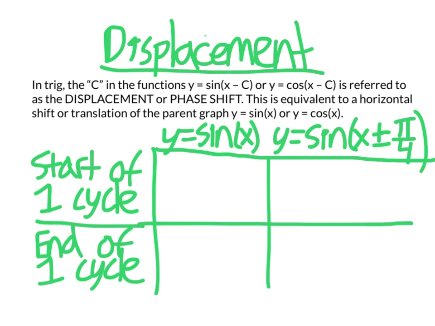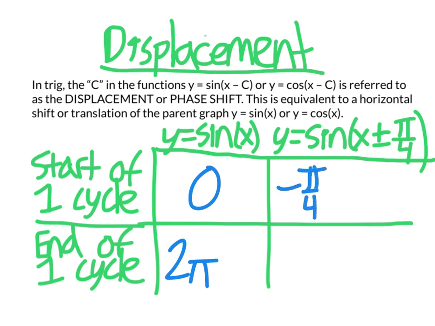So at the start of this cycle, for y equals sine of x, we know it's at 0, and then at the end of the cycle, it's at 2 pi. Then for y equals sine of x plus pi over 4, we know that the graph shifts negative pi over 4, so the start of the graph would be at negative pi over 4, and the ending of the graph would be at 7 pi over 4.